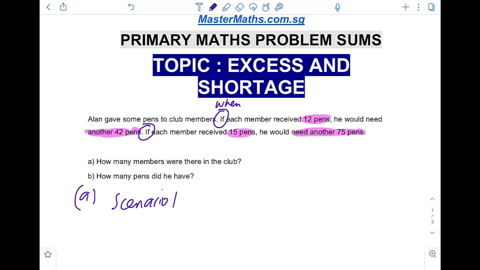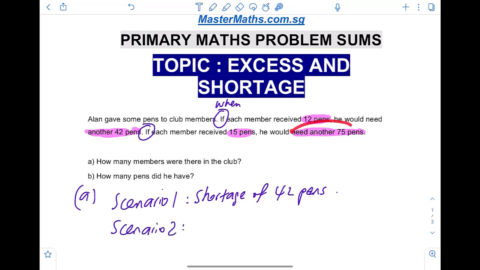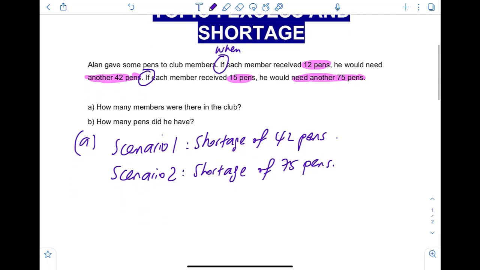Scenario 1, he will need another 42 pens, which means this is a shortage of 42 pens. Scenario 2 will be a shortage as well, because he needs 75 more pens. Shortage of 75 pens.